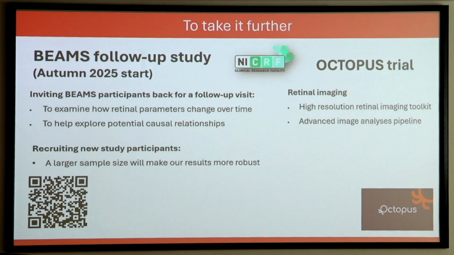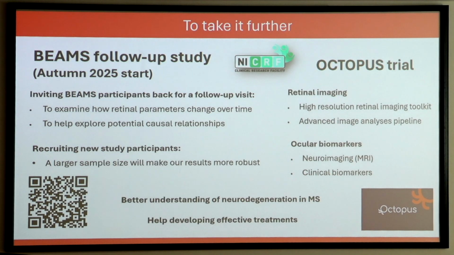There's no eye component originally. We bring in the eye component, and what we learned from the BEAM study, we designed a high-resolution retinal imaging toolkit that we developed with an advanced image analysis pipeline. So we're going to use this knowledge in the OCTOPUS trial and combine our findings, so the eye imaging, with neuroimaging and clinical biomarkers. And all this to better understand neurodegeneration in MS and, eventually, to help develop effective treatments.